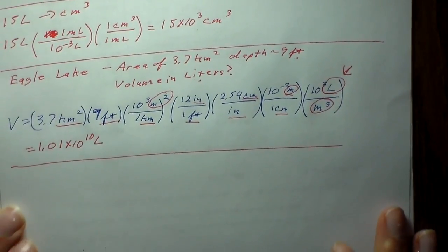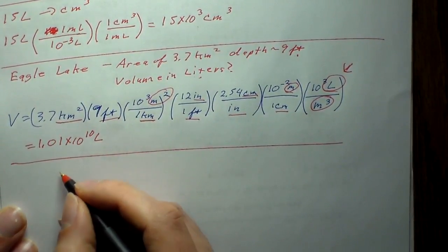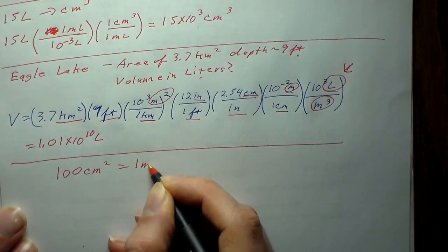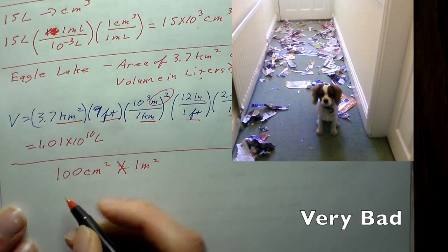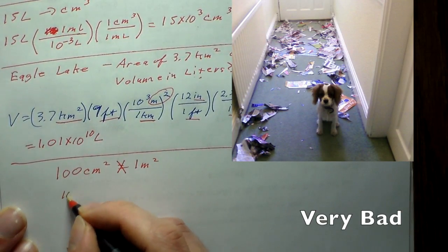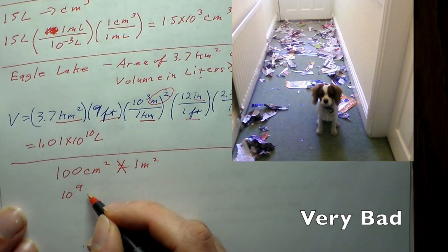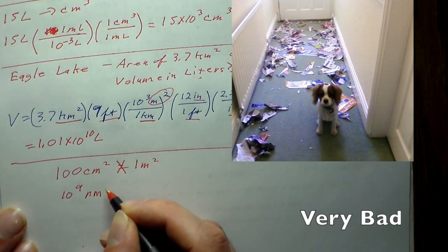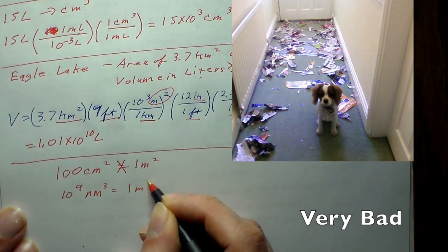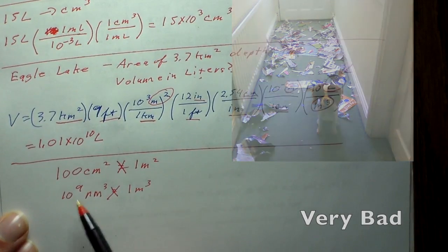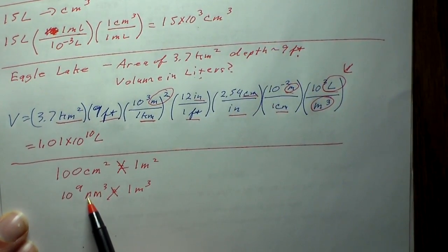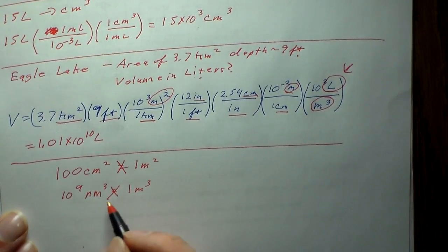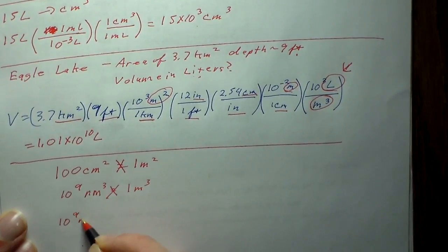And definitely the things I never want to see written down, the very bad mistakes, are saying, okay, well, 100 square centimeters is equal to 1 square meter. That's no. Or something like 10 to the 9th cubic nanometers is equal to 1 cubic meter. Again, that's a big no. What we have to make sure of when we're dealing with these is that we cube the entire thing.